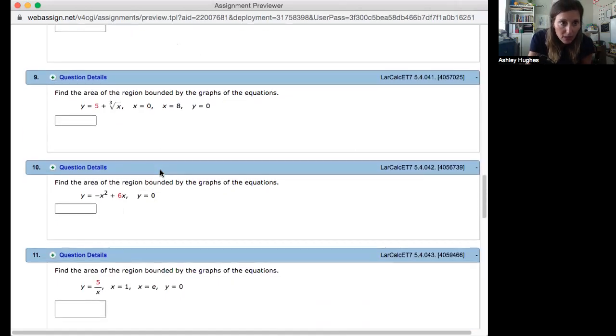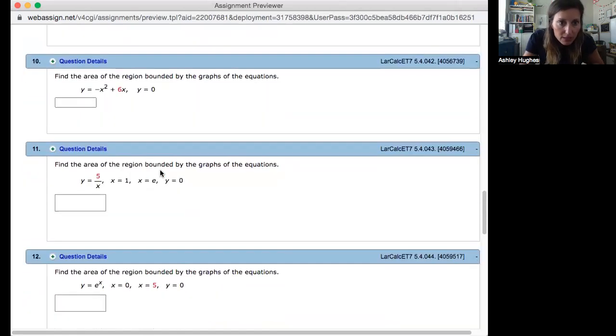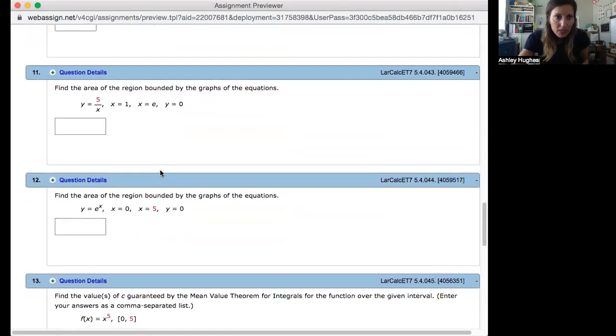Find the area bounded by the region. Let's do one of these. Here, I'll do this one. Okay, so when we find the area, I want you to graph this in your calculator. Okay, so you're going to go into your calculator, you're going to put that in y1, and it's going to look somewhat like this. And then x equals 1 is a vertical line.